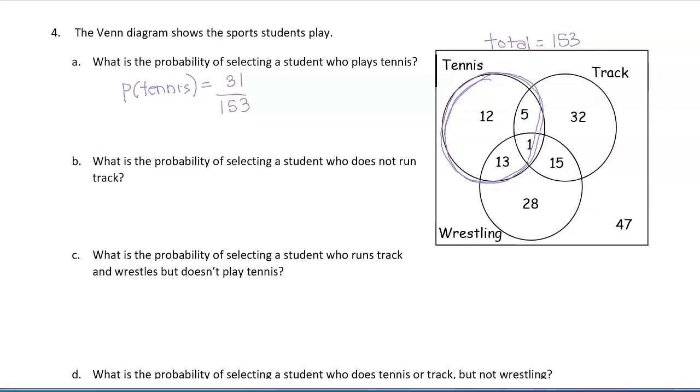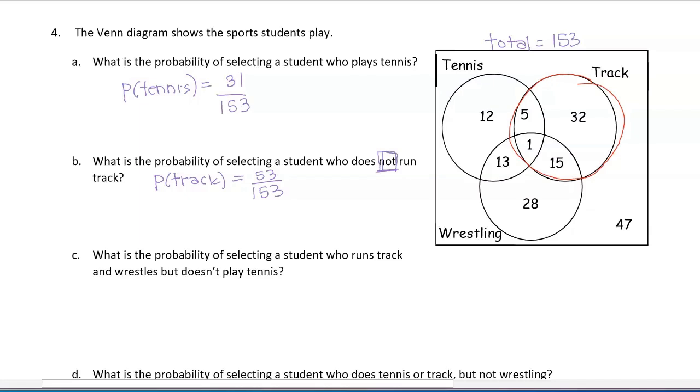The next one says, what is the probability of selecting a student who does not run track? Now for this one, we're going to use our complement rule. So we need to first find the probability of running track. And that is going to be all of these students right here. So the probability of running track, when I add those all up, I get 53 out of the 153 students run track.